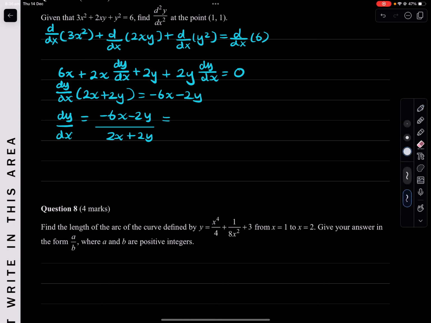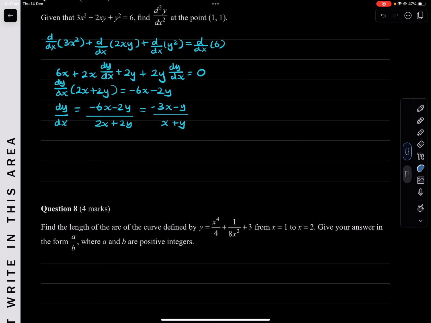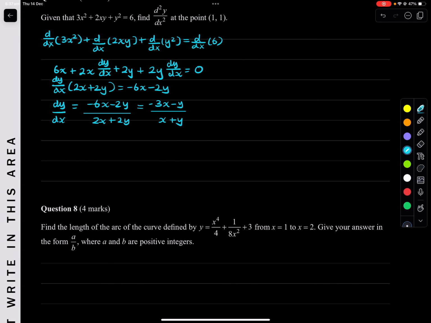which, because you can take the 2 out, just makes our life easier, so it'll be negative 3x minus y all divided by x plus y. Great. That's your dy dx. That's just one step. And let's use again implicit differentiation to get d squared y, the double derivative. D squared y dx squared, pretty much.